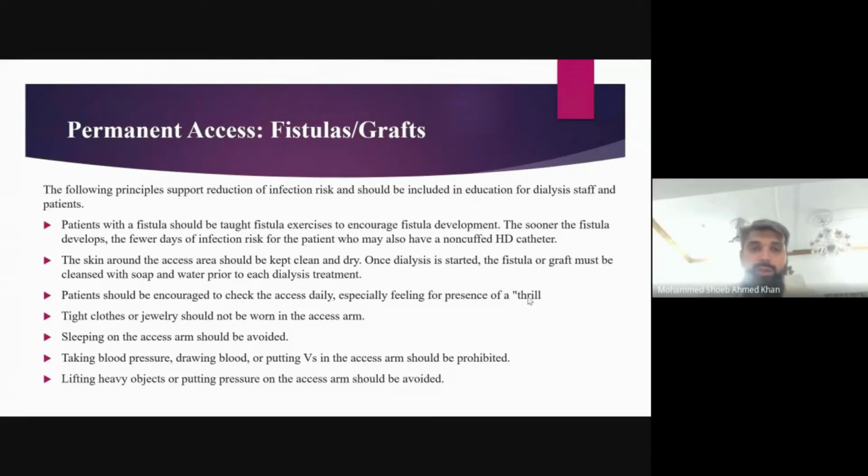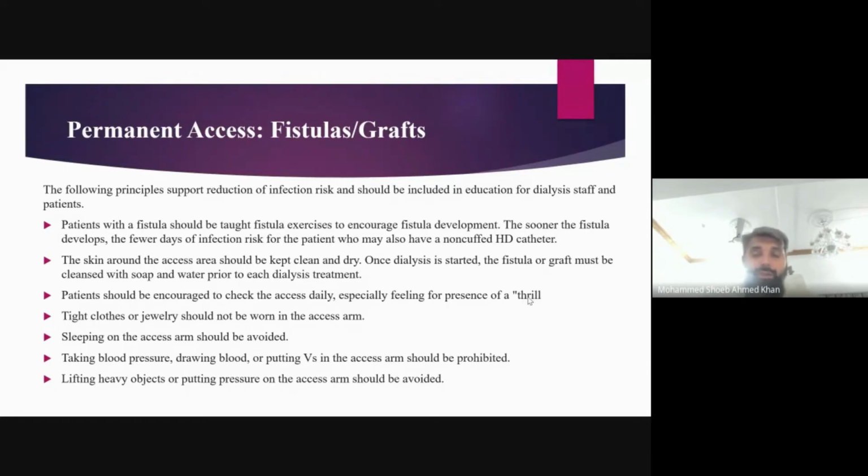The sooner the fistula develops, the sooner we can remove the dialysis catheter, be it a temporary one or a perm cath. Skin around the access area should be kept clean and dry once dialysis is started. The fistula or graft must be cleaned with soap and water prior to each dialysis treatment. Patients should be encouraged to check the access daily.